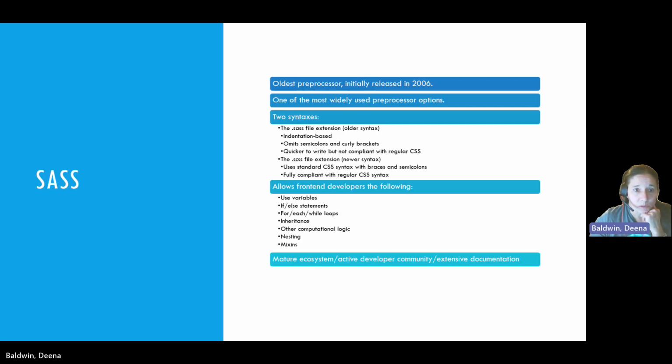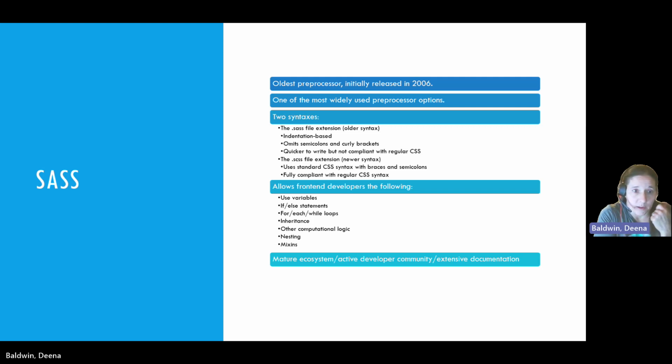So let's start with SASS. SASS is the oldest preprocessor. It was initially released in 2006. It's one of the most widely used preprocessor options out there, according to what I could find on the web.